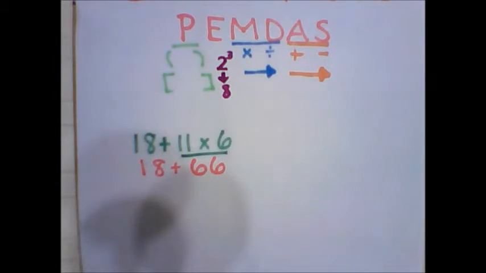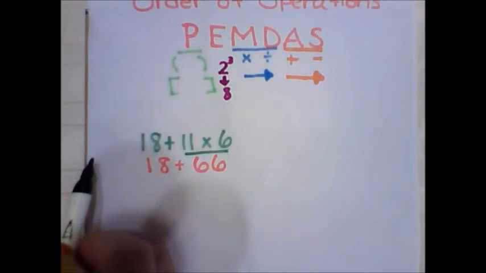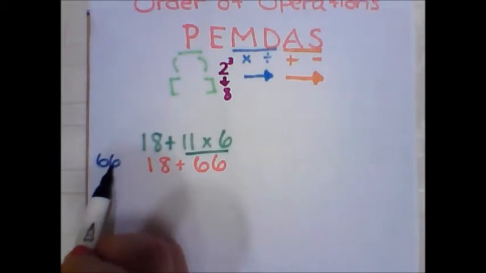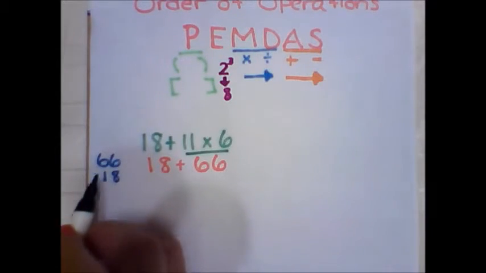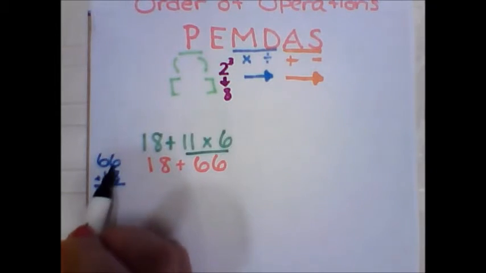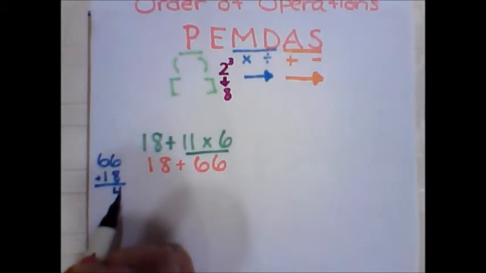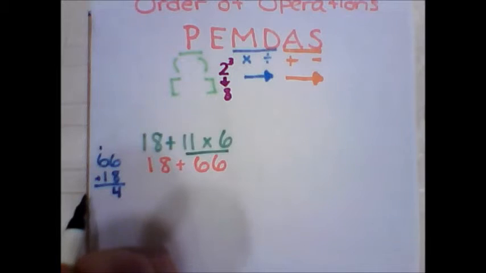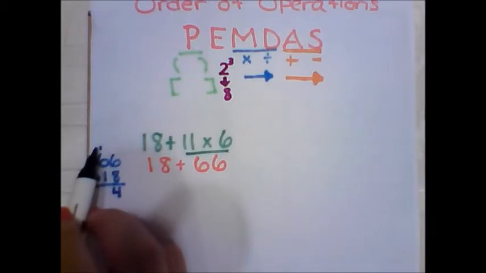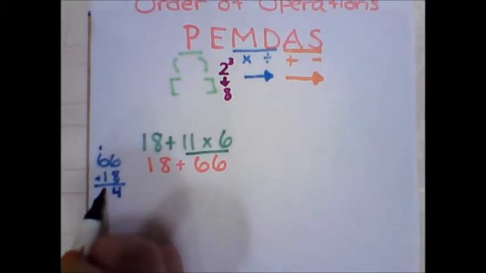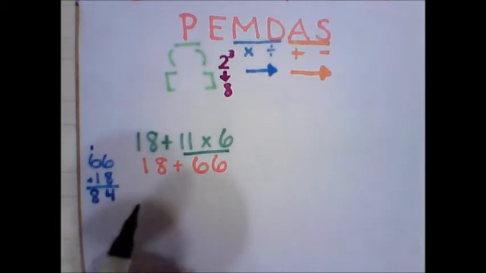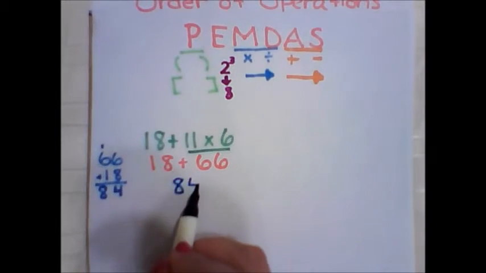If you need to do any scratch work, feel free. I'll do some with you right now. Scratch work over onto the side so I'm still organized. 66, 18, addition. 6 plus 8 is 14. Drop the 4, carry the 1. 6 plus 1 is 8. My final answer here is 84.